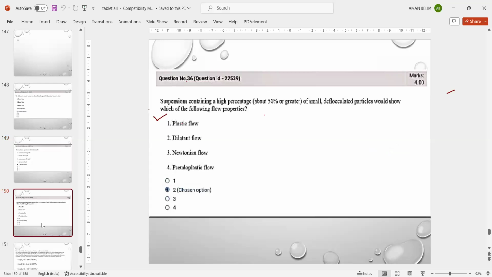MCQ. This will be the last MCQ for today's class. Rest of the things we will cover in the next class. Last MCQ for today's class. Second, suspension containing high percentage, about 50%.